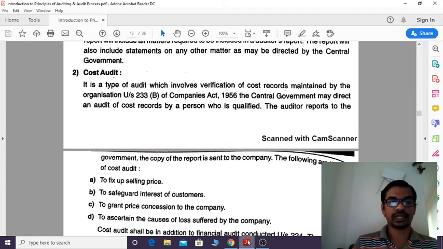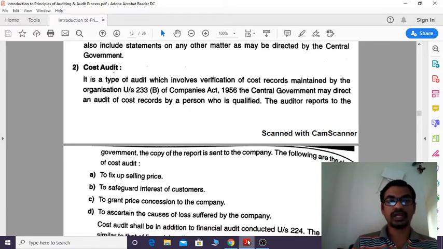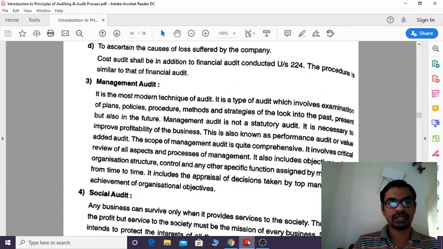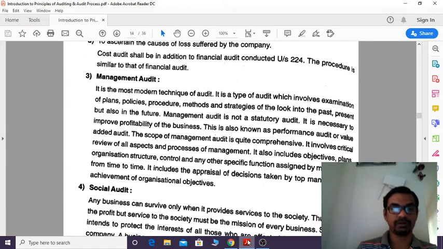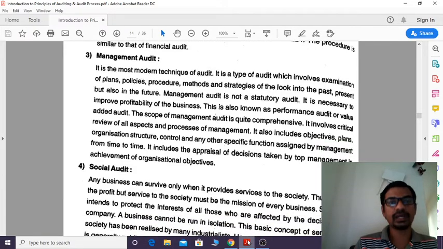The next one, cost audit. It is a type of audit which involves verification of cost records maintained by the organization under Section 233B of the Companies Act 1956. Such kind of audit is called the cost audit. Under this, the cost records are verified by the auditor. Then management audit. It is the most modern technique of audit. This type of audit involves examination of plans, policies, procedures, methods, and strategies, looking into the past, present, but also the future. Whenever the managerial functions are performed by the management, those are verified. Such kind of audit is called the management audit.